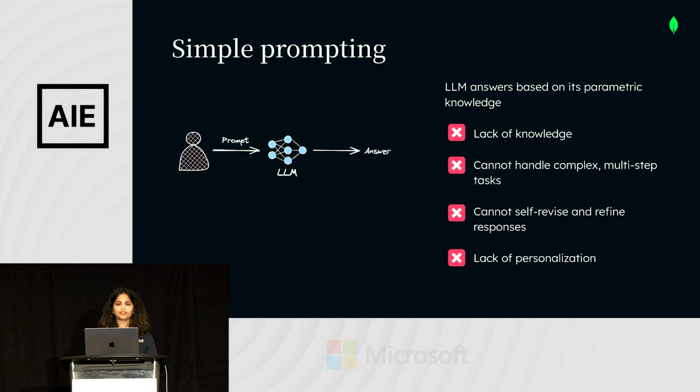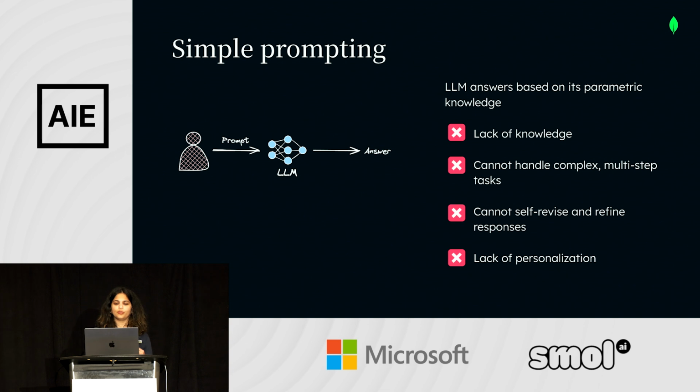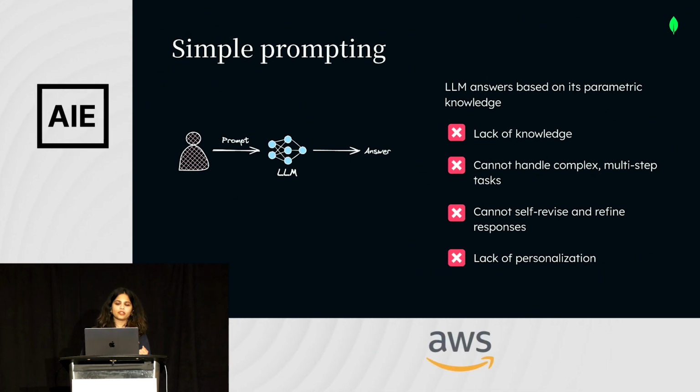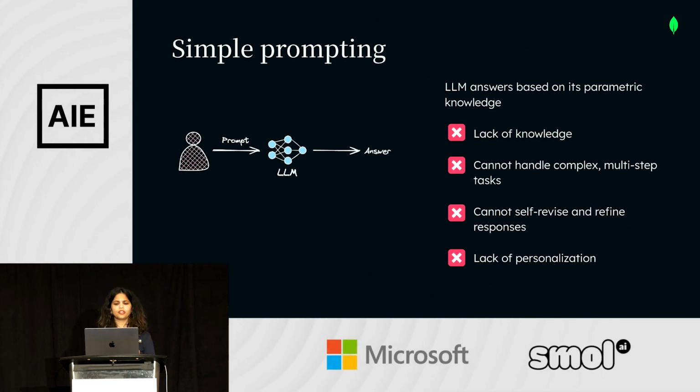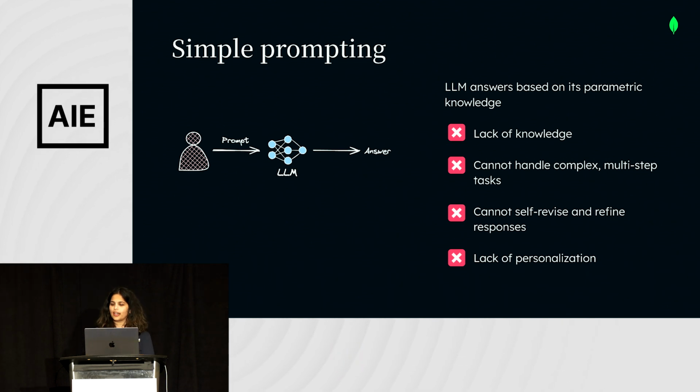Let's take the example of simple prompting, where you simply prompt an LLM to generate an answer based on its pre-trained parametric knowledge. As you can imagine, this is good for point-in-time, general knowledge kind of questions, but probably not too much more, right? Because even if you manage to prompt the LLM to perform really complex tasks, it might not have the means or information to execute on the task. The LLM in this situation also can't self-revise and refine responses based on either previous or new information, and it definitely doesn't have a means to learn preferences and provide personalized responses over time, which sometimes is a requirement.